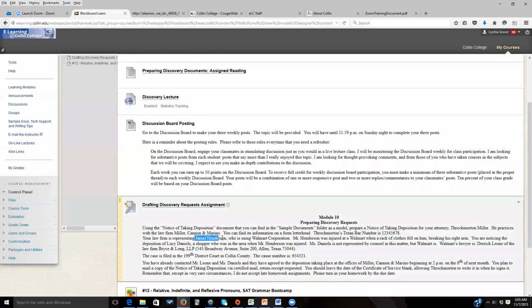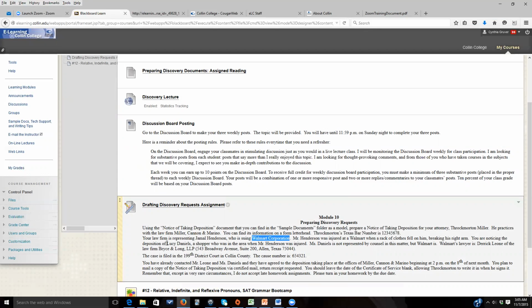The next paragraph tells us who our client is. He's Jamal Henderson. And we find out his role. He's obviously the plaintiff because he's suing. And the defendant is Walmart Corporation. We're going to get a few facts. Mr. Henderson was injured at Walmart when a rack of clothes fell on him, breaking his right arm.